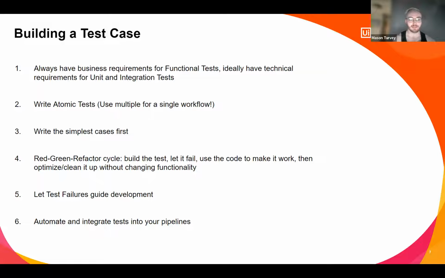And then this is a big one. Once you've developed it and it works, we're not constantly changing it. Let our test failures guide our development. So if you're running your tests automatically, then when you see a failure, that should really direct you where our development needs to be focused. That'll give you a nice place to start with your development. And then automating and integrating your tests in your pipelines.